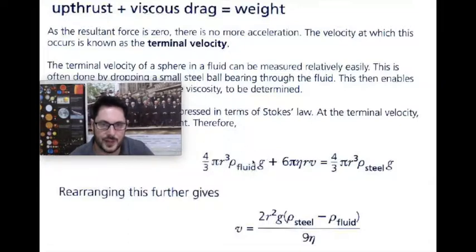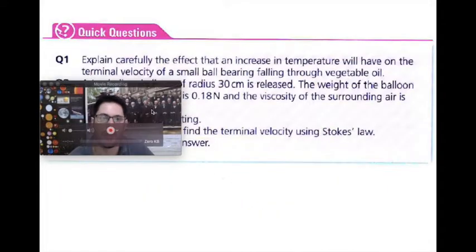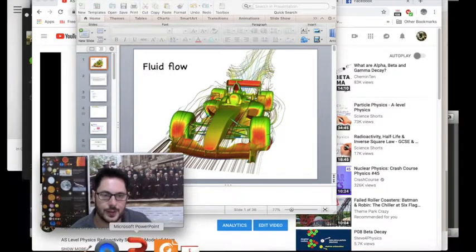The volume times the density of the fluid times gravity, which is 9.81, plus the viscous drag, Stokes' law, 6 times pi times eta times r times v. That is the viscous drag, which equals the weight, which again is the volume times the density of the object, in this case steel, times g. We can narrow it down, and that gives us a formula for the terminal velocity as follows, and you can calculate that yourself. Have a go at these questions.